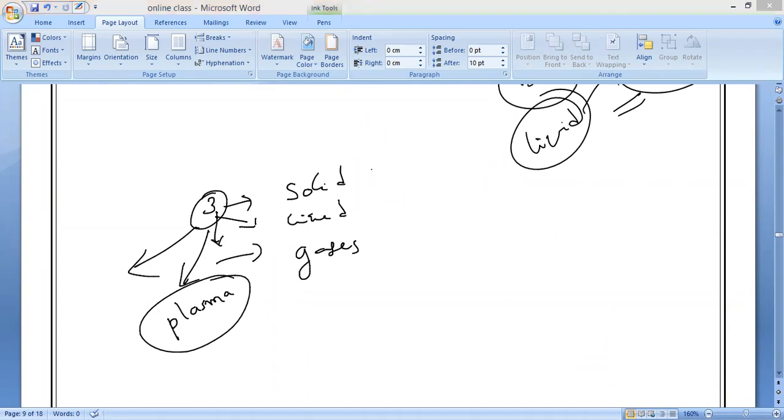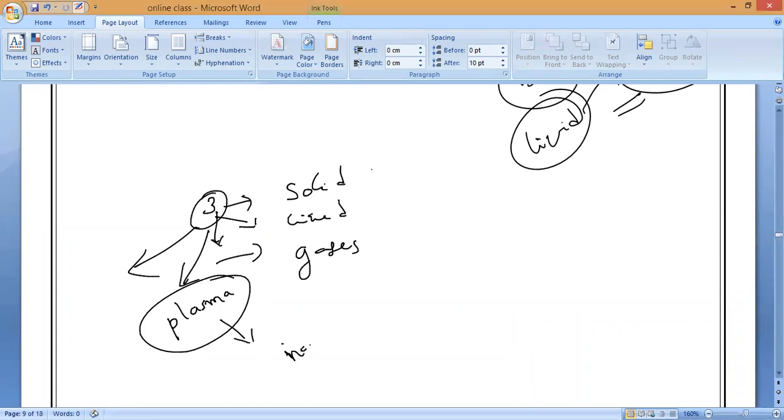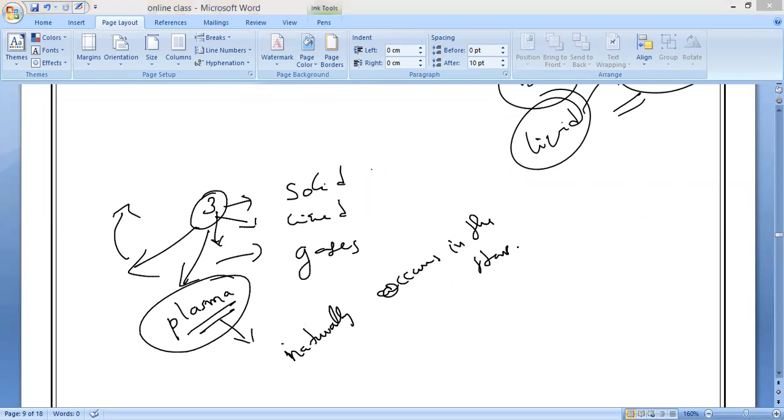Plasma occurs naturally in the stars. Where does it occur, guys? In the stars. This is the fourth state of matter, which we will study in higher classes. The next one, the last one, is prepared by our Indian scientists as well as American scientists. That is BEC. What is the fifth state of matter?